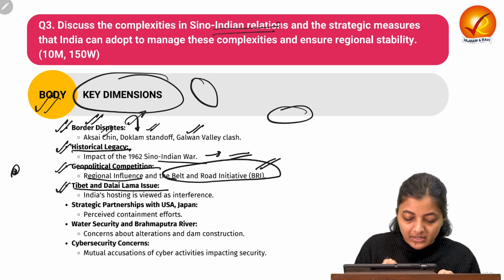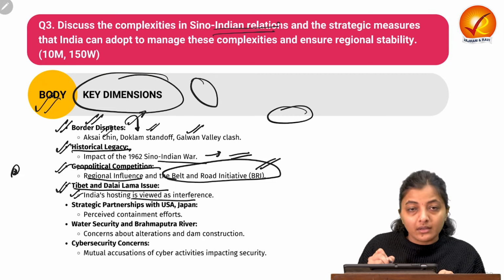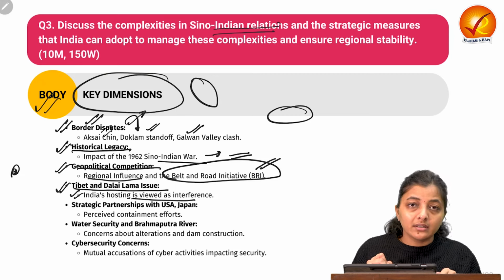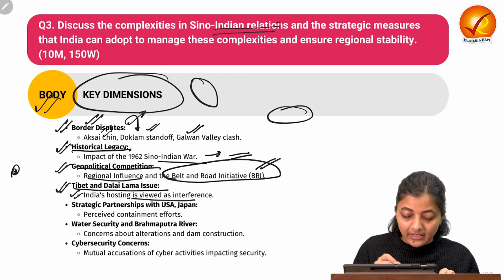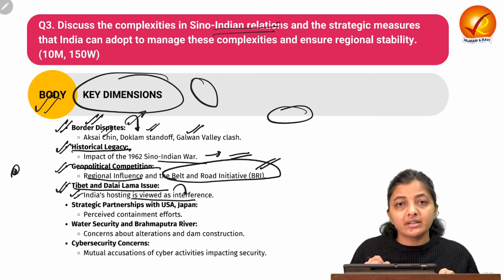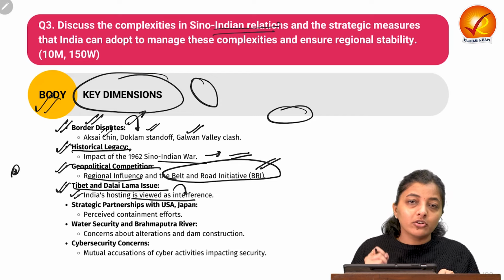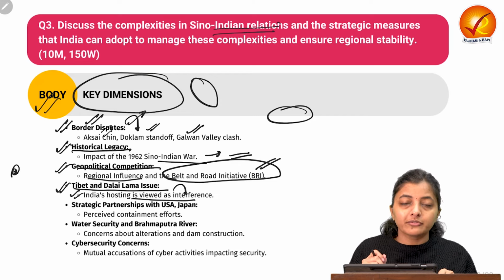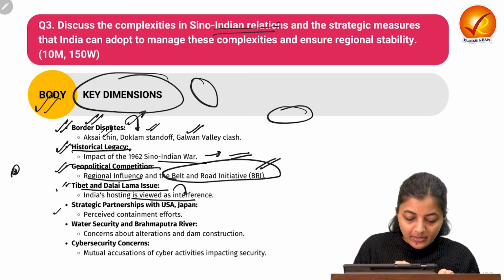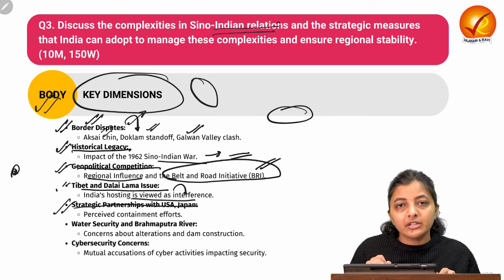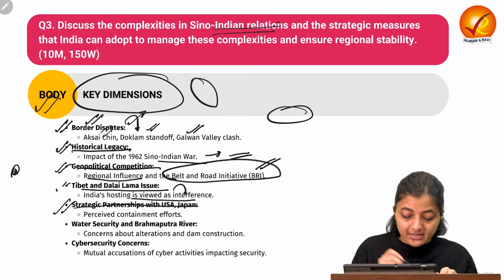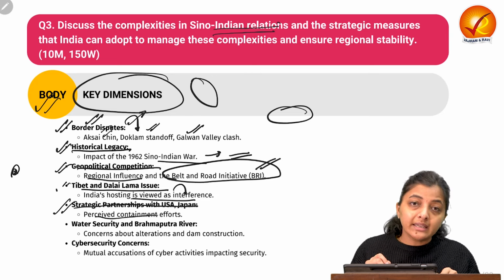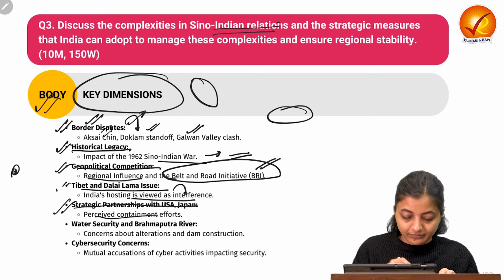Next is about Tibet and the Dalai Lama issue. India's hosting of the Dalai Lama and the Tibetan government in exile in India is viewed as an interference in the sovereignty or the autonomy of China. Next is the strategic partnership of India with the USA and Japan, which is again perceived as a containment effort by China.